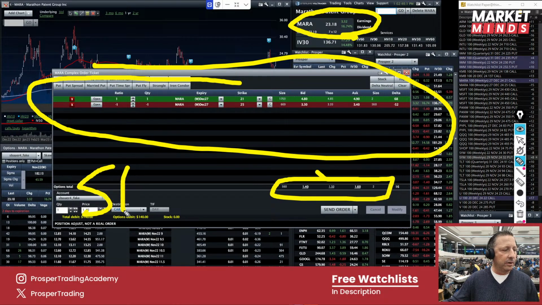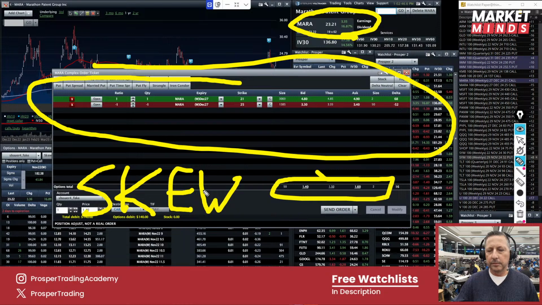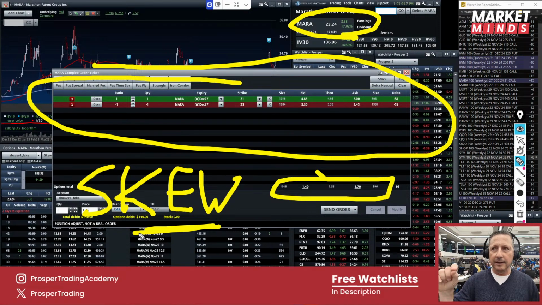The answer is skew. Does everybody understand what that means? Does everybody understand what skew means? And I don't want to spend too much time on it. We can do that tomorrow or Friday because I got to get into the IV crush stuff. But does everybody understand what skew means? And a real easy way to understand and know where the skew is.